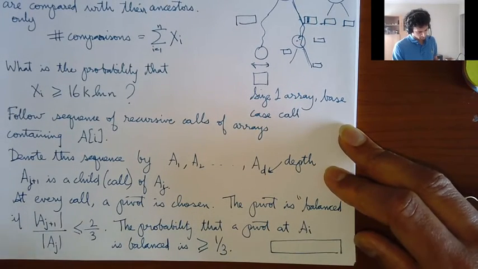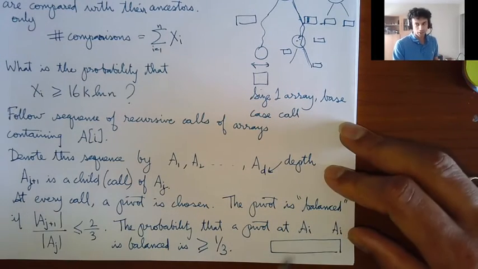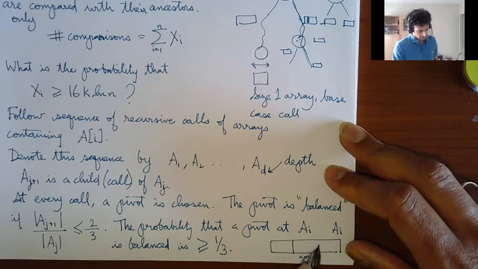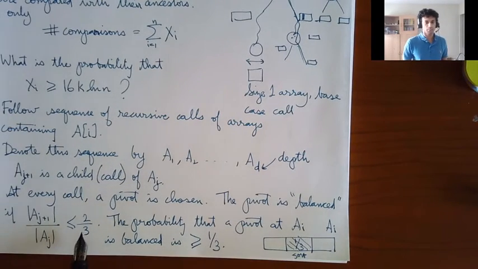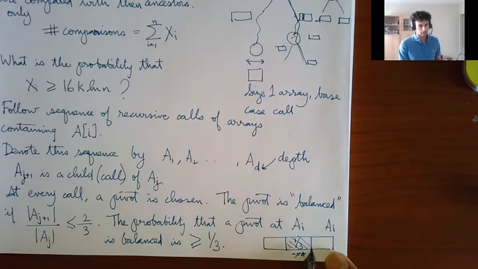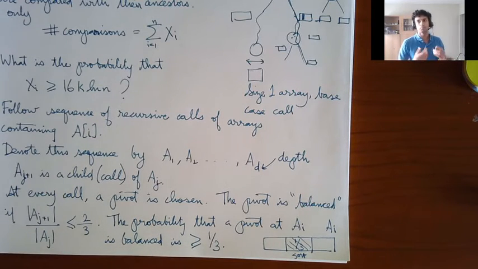This is A_i. Imagine sorting it, and look at the middle third of the elements. If the pivot is chosen anywhere in here, then both sides of the call will have size at most 2/3. So you took A_i, imagine sorting it, and look at the middle 1/3 of the array. If your pivot was in the middle 1/3, then the pivot is going to be balanced. Does that make sense? Okay.